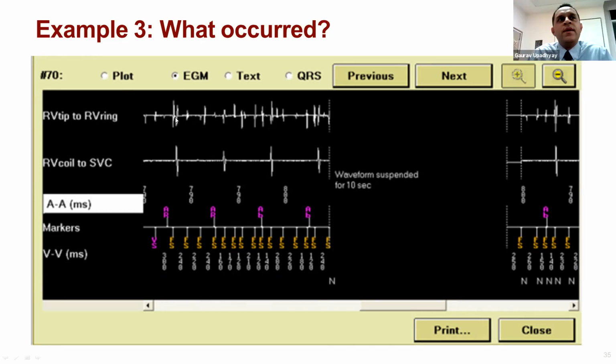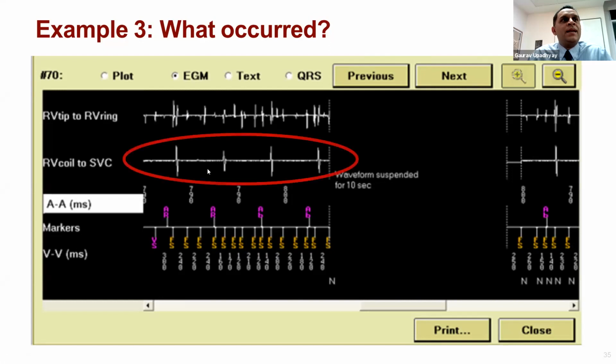Perfect. So what Laura is pointing out here is that on the RV tip to ring, there are high frequency signals that are very close together. Even ventricular tachycardias that are fast wouldn't have a signal that's less than 100 milliseconds. And when you see this type of behavior, you have to think, well, maybe my sensing electrode itself has been damaged, or maybe there's a problem with that there. And in contrast, look at RV coil to SVC. Here, we see nice regular ventricular signals.